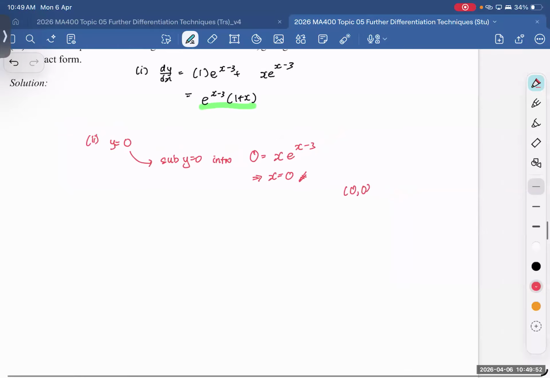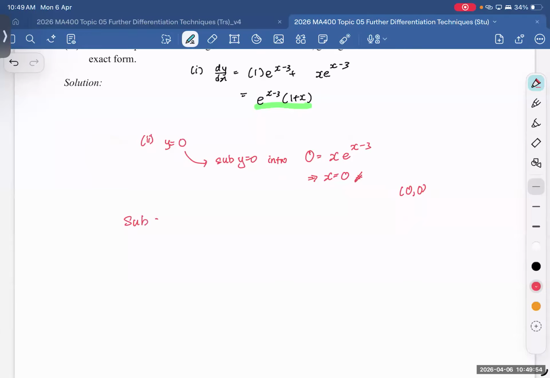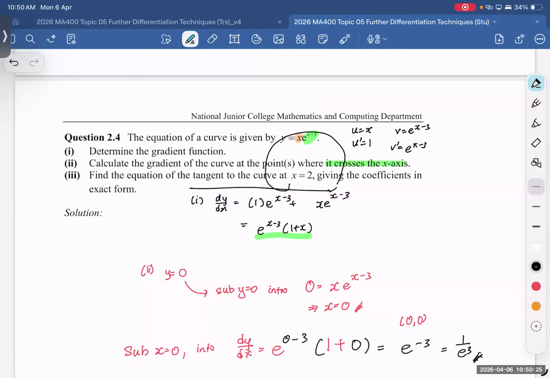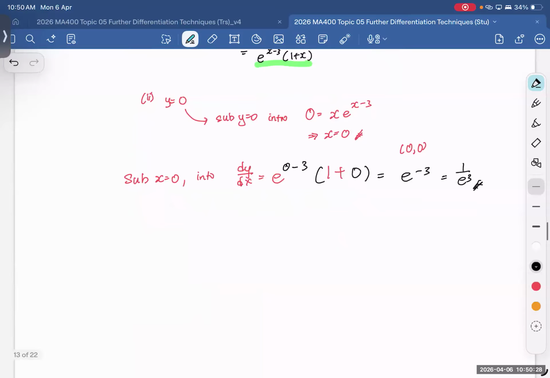After that, I sub x equals 0 into dy dx, which is e power 0 minus 3, 1 plus 0. What's that going to give me? e power minus 3, right? Which is just 1 over e cubed, if I want to think in positive terms. Okay? Shh, Javier. Find the equation of the tangent at x equals 2. So at x equals 2, this is part 3.